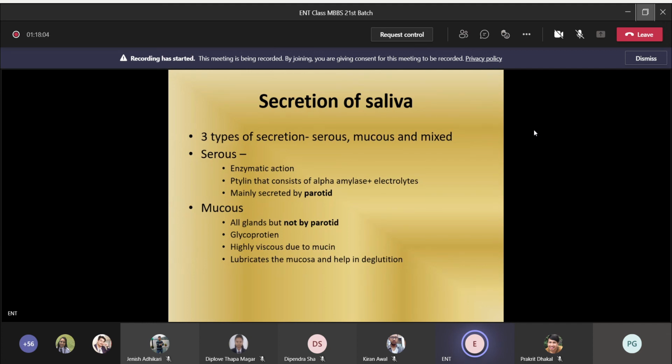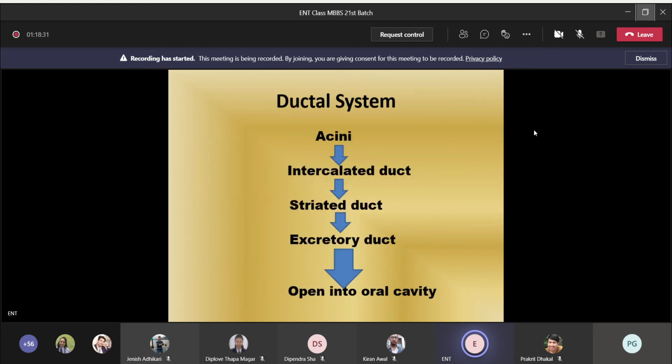So the chance of stone formation in the salivary glands is more in the submandibular gland. Physiologically, this is one reason, there are other reasons too, but physiologically this mucous secretion is more mucoid in the submandibular gland, so there is more chance of stone formation there. There are anatomical factors too, which will be taught later.